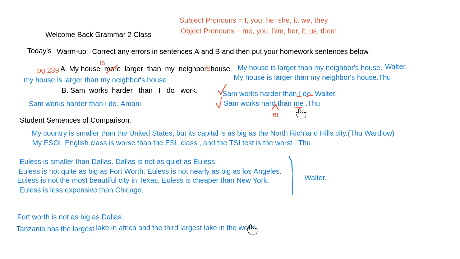Okay. Sam works harder than Amani. Sam works harder than the teacher. Those are okay too. So that's two structures that we can use. I'm giving you guys the first part of our lesson today so you can see. This is on page 239, in box 9-4.